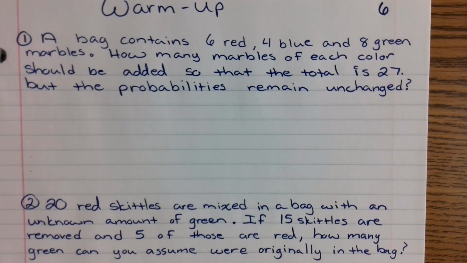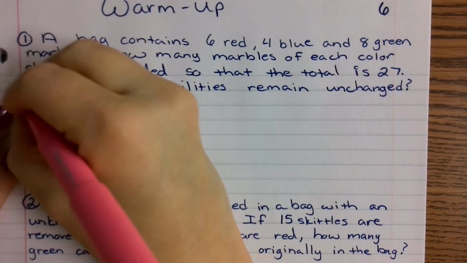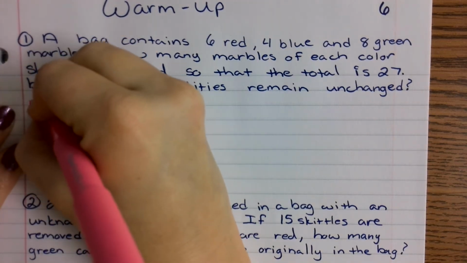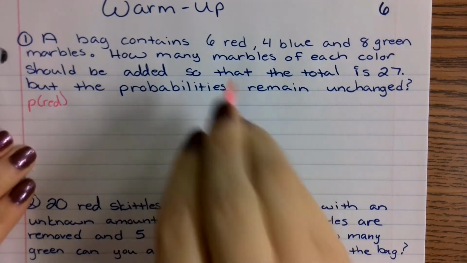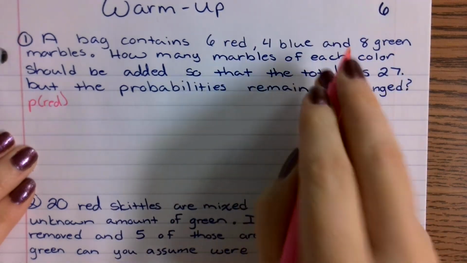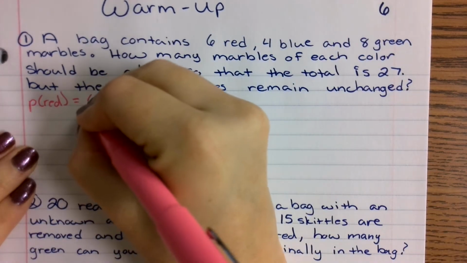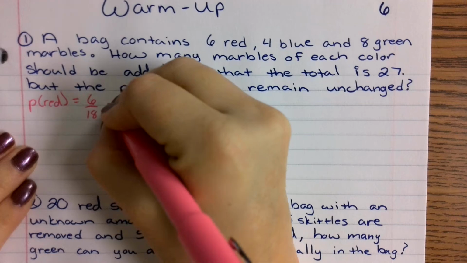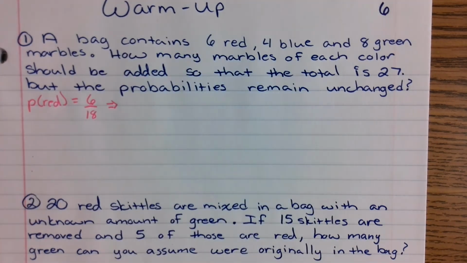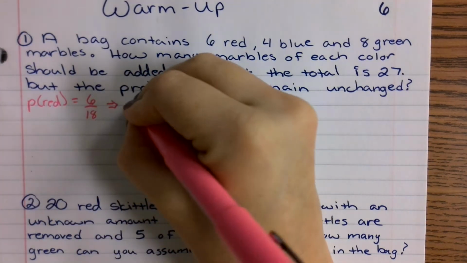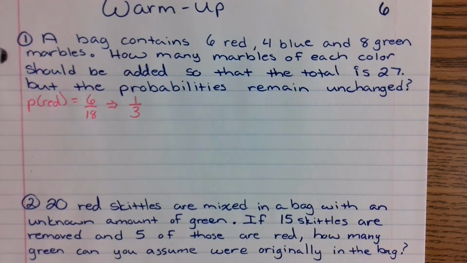So the first thing that we need to know is what are the probabilities of each of the colors. So I know that the probability for red is going to be 6 out of 18. So currently my probability for red is 6 out of 18. I'm going to simplify that. I want to put it in simplest form. That would be 1 over 3. You could use your calculator to do that.